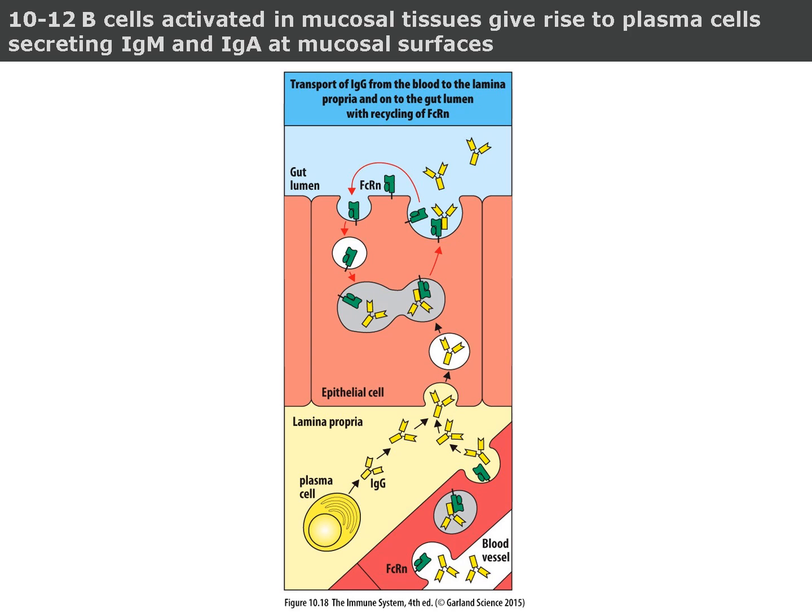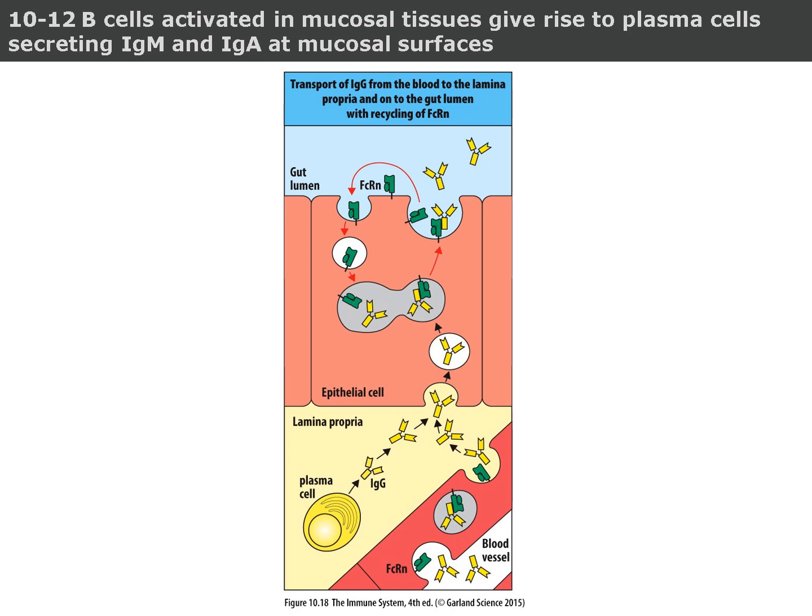This process is facilitated by the neonatal Fc receptor, or FcRn, which binds IgA on the basolateral surface of epithelial cells. FcRn protects IgA from degradation and enables its transcytosis across the cell to the apical surface, where the IgA is released into the gut lumen. The FcRn receptor is then recycled back into the cell to repeat the process.